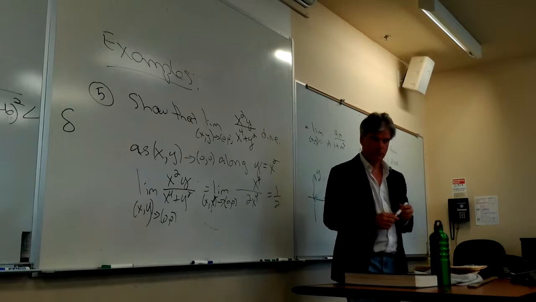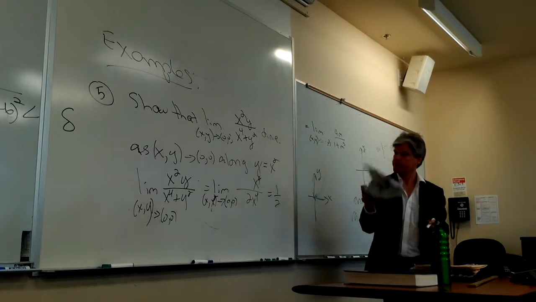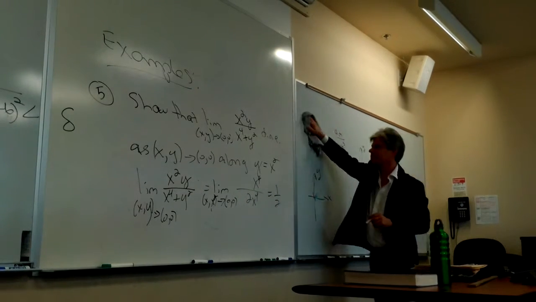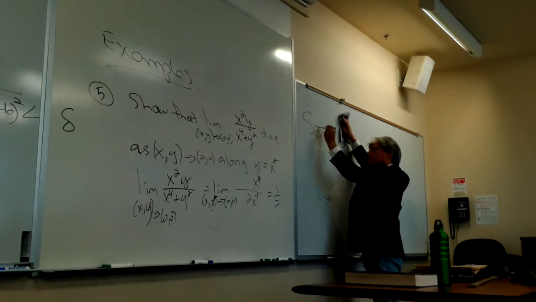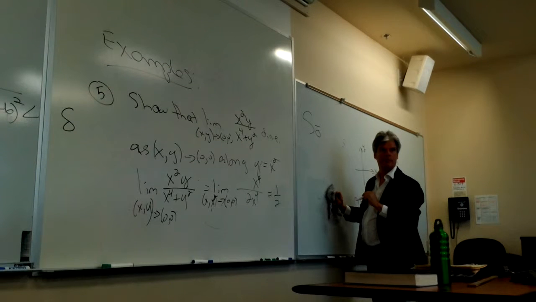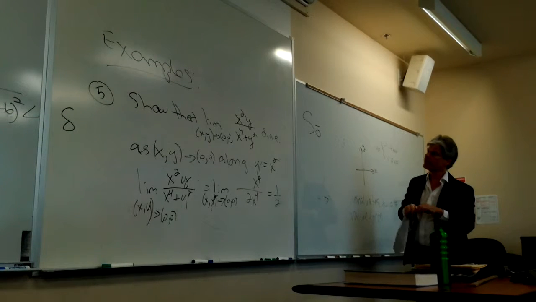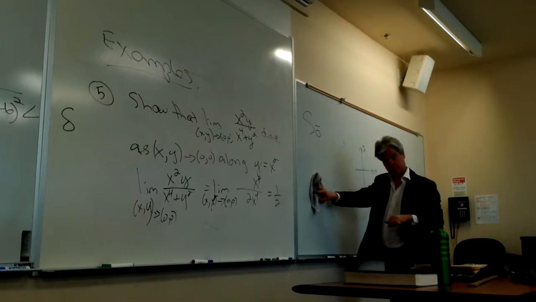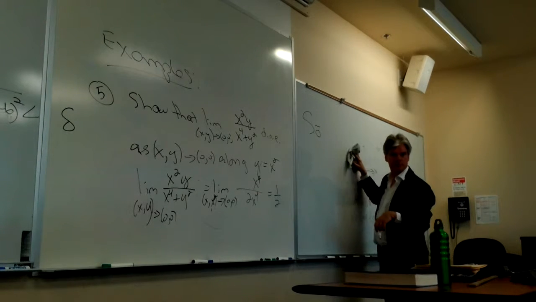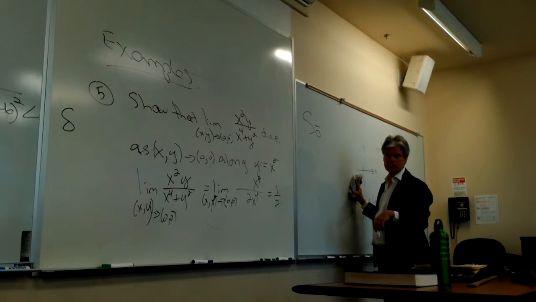So the bottom line here: you tried it along the x-axis, you tried it along the y-axis, you tried it along a single line, y equals mx. But we've already been told the limit does not exist, so we have to keep trying different things. Why don't you make y equal to negative x to the fourth?